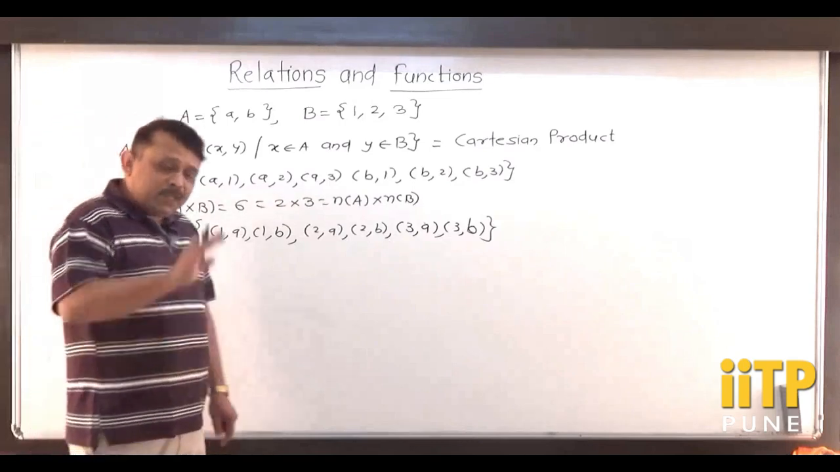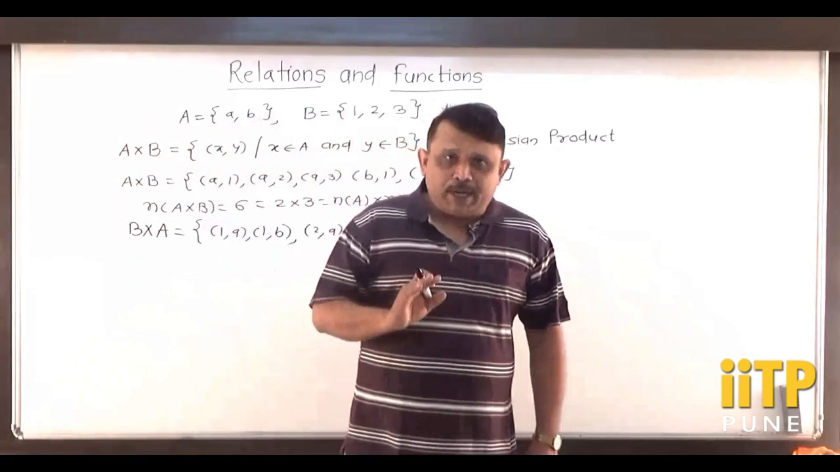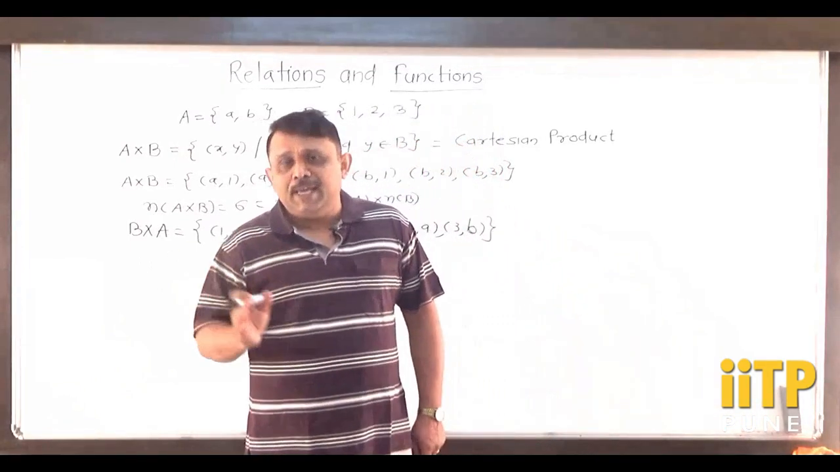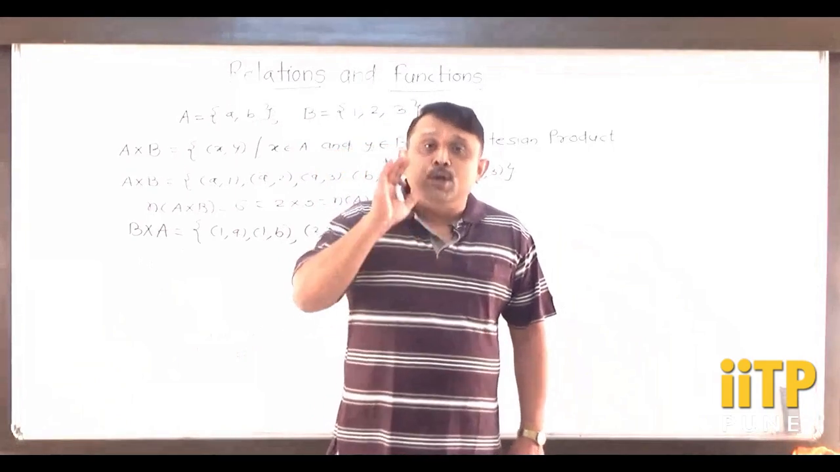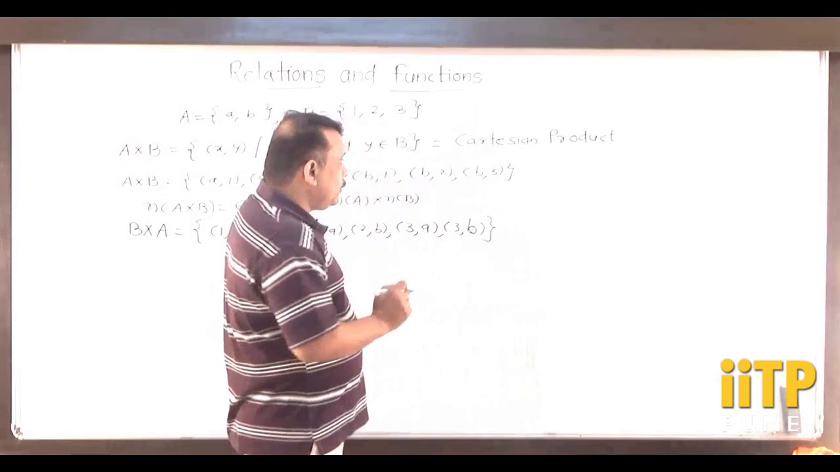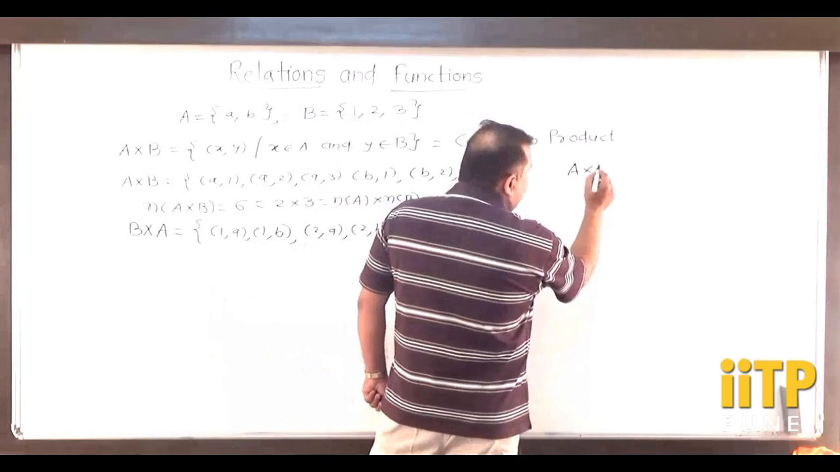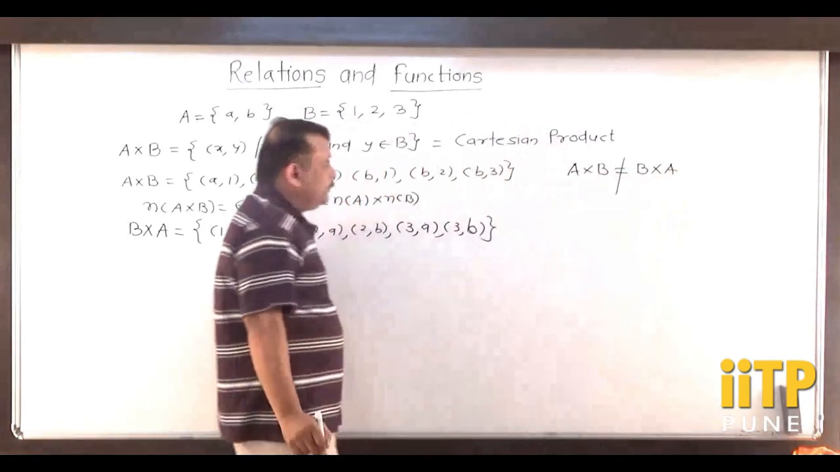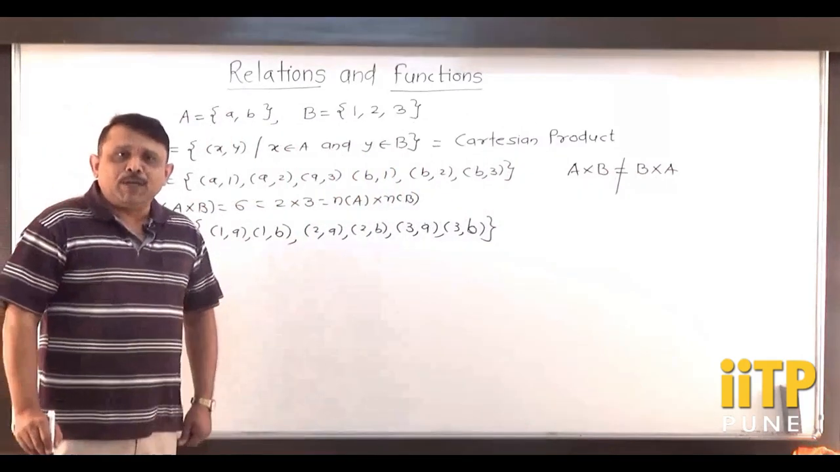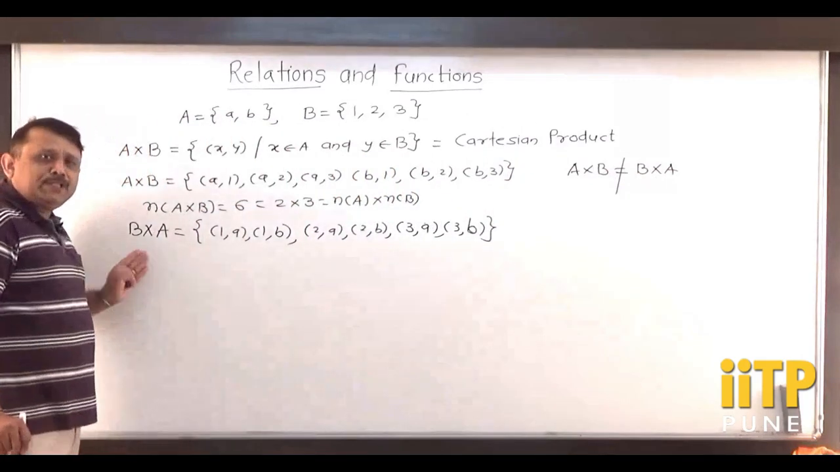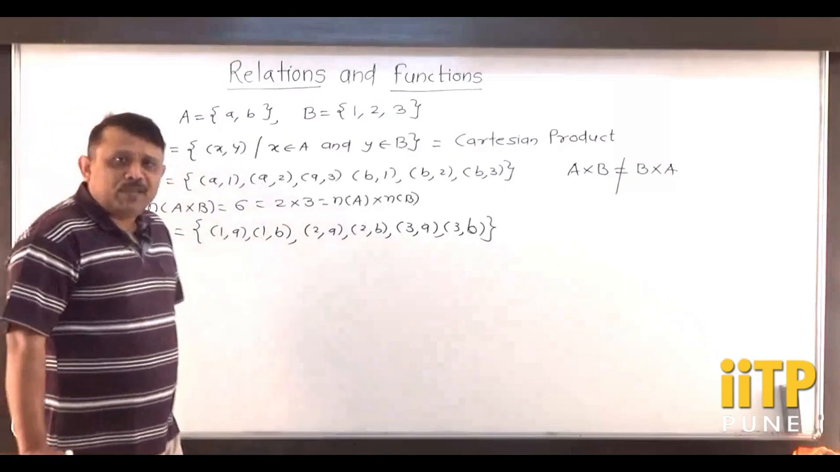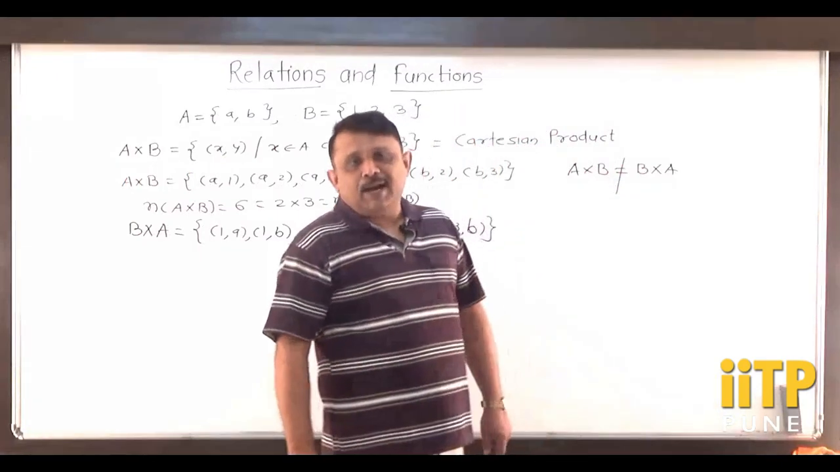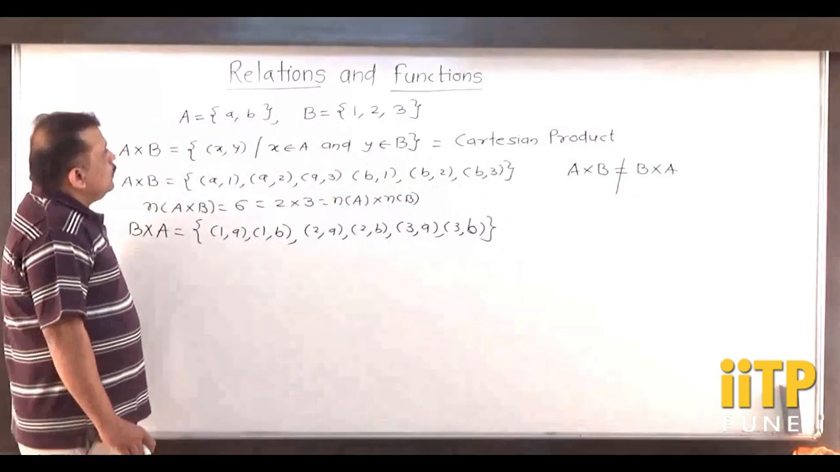Hence we can say that in general the Cartesian product A cross B is not equal to B cross A, meaning the Cartesian product is not commutative. I cannot write A cross B is equal to B cross A. Of course, the number of elements in B cross A is the same as the number of elements in A cross B. But the two sets are unequal. The two sets are different from each other.